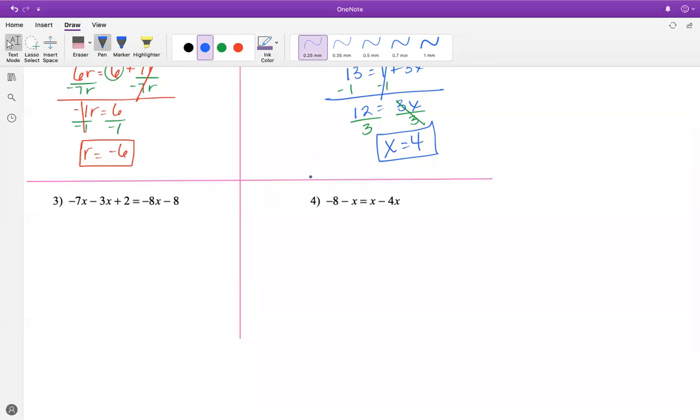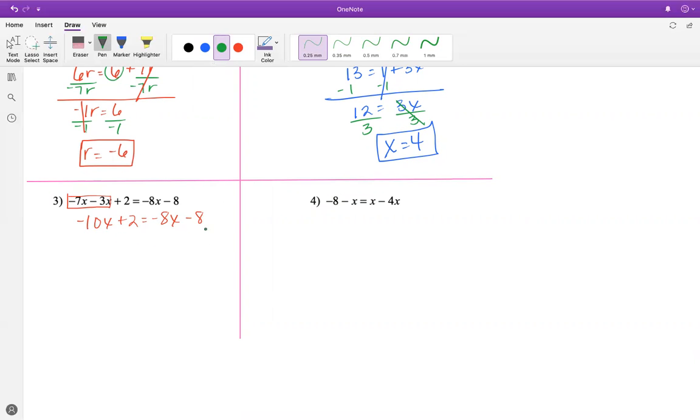Okay, number 3. First, I noticed that I have 2 variables on the same side of my equal sign. So I'm going to go ahead and simplify those first. So I have a negative 7 minus 3. So that's like having negative 10x plus 2 equals negative 8x minus 8. Now I can get started on my equation.